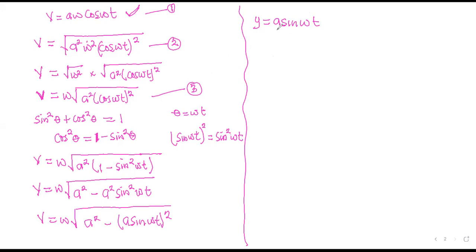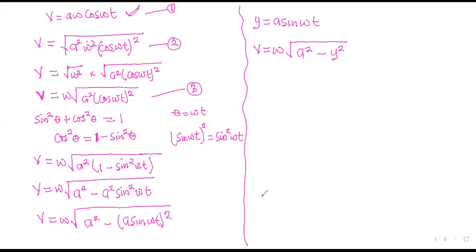So if y is equal to a sine omega t, then V would be equal to omega times the square root of a squared minus y squared. I'm substituting y for a sine omega t. Are we fine with this equation? Yes, sir. Good. Now, what have I achieved?